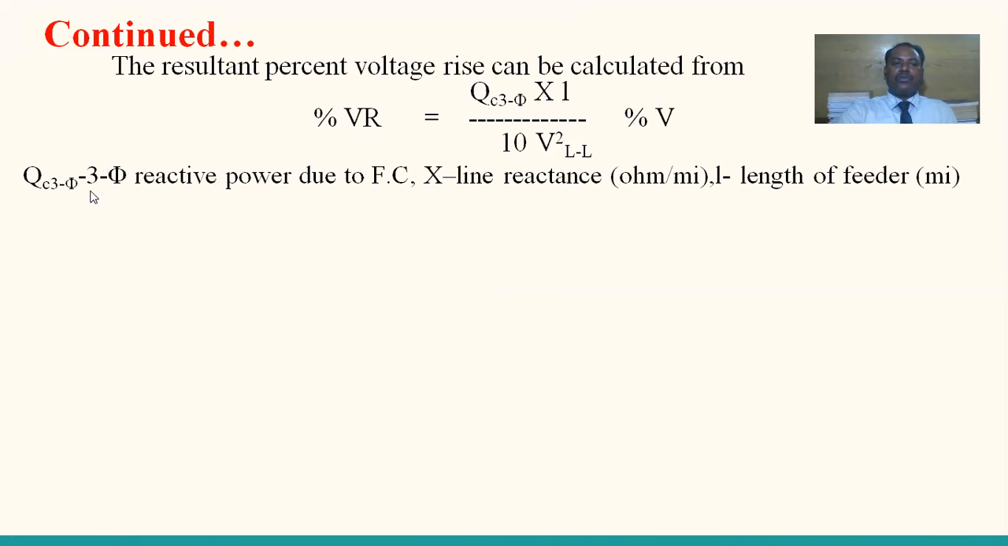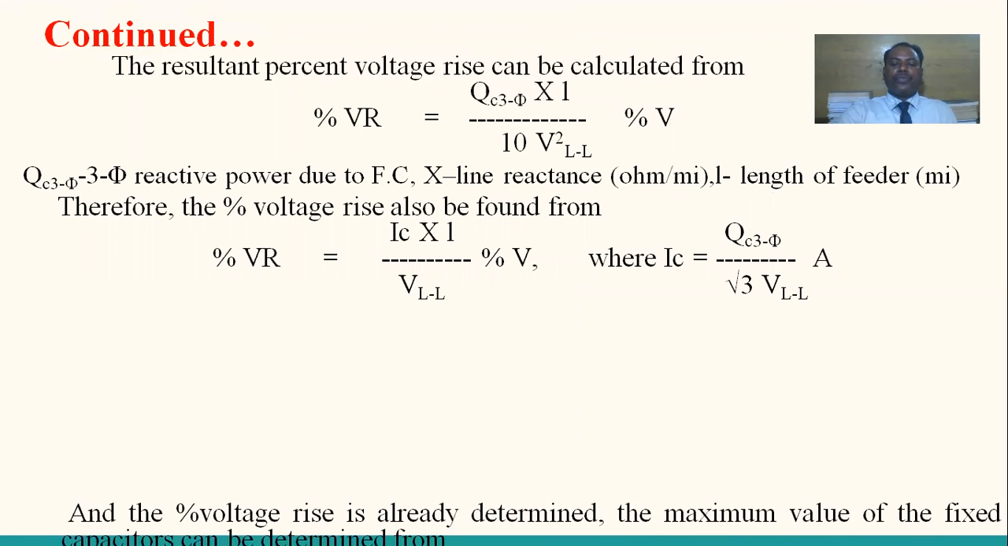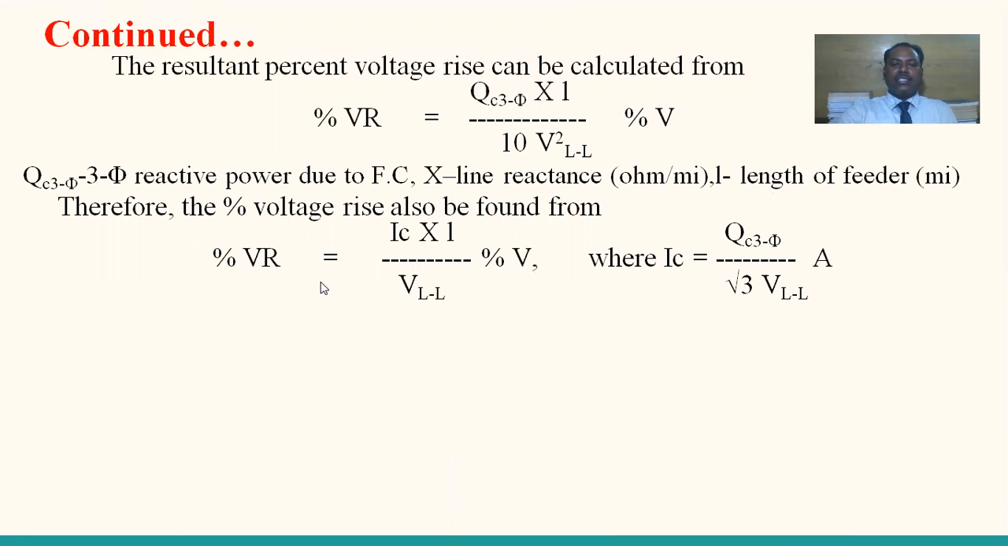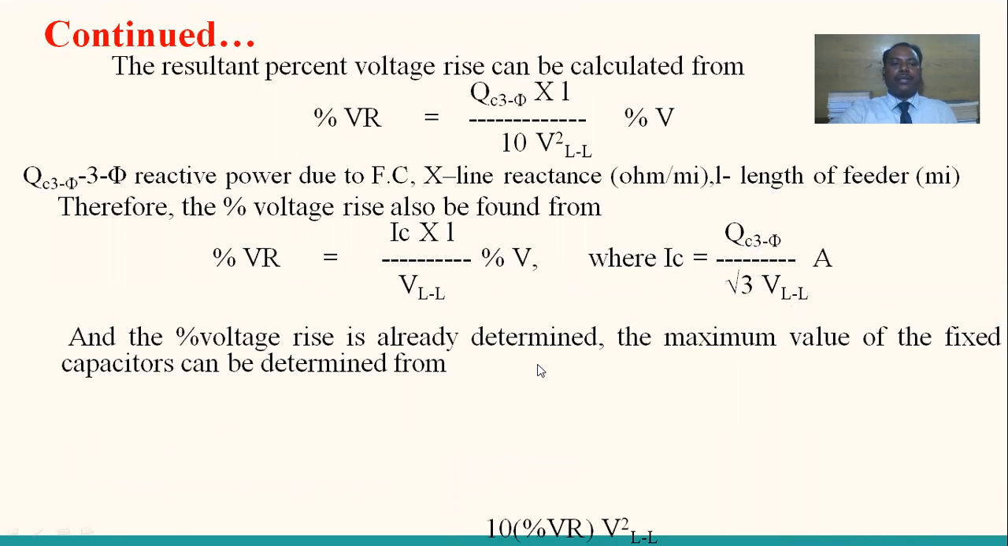Where QC 3-phase is the 3-phase reactive power due to fixed capacitors, X is the line reactance in ohms per mile, and L is the length of the feeder in miles. Therefore, the percentage of voltage rise can also be found from percentage of voltage rise is equal to IC into X into L by V line to line, where IC is QC 3-phase divided by root 3 V line to line in amperes. And the percentage voltage rise is already determined.